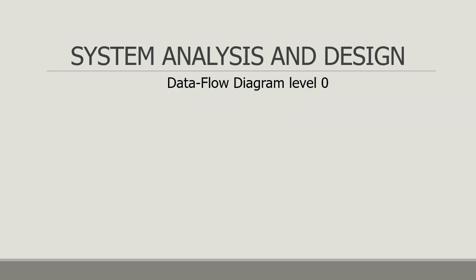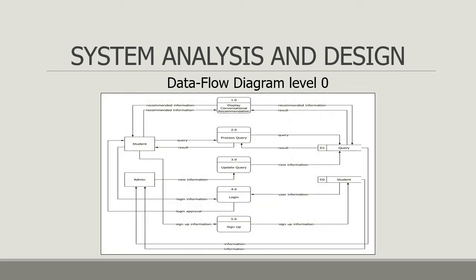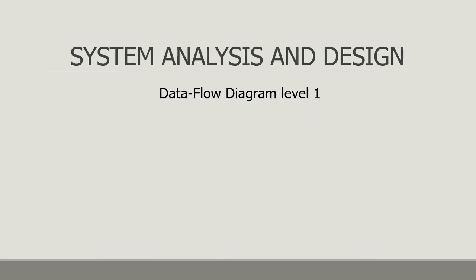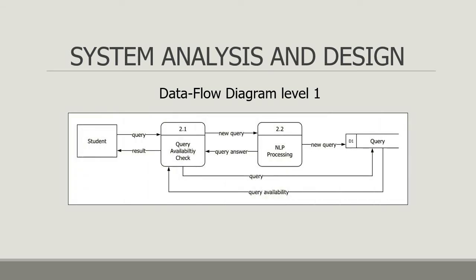For data flow diagram level 0, they are going to have 5 processes, 2 data stores, and 2 external entities. All components will have data flowing through them. For data flow diagram level 1, it is going to have 2 processes, 1 data store, and 1 external entity. As usual, all components will have data flows flowing through them.